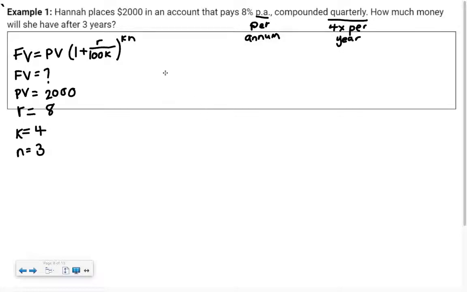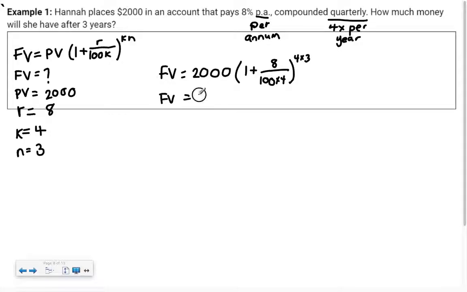So plugging all of those values in here, I have FV, future value, equals $2,000 times 1 plus R, which is 8, divided by 100 times 4, to the power of 4 times 3. Simplifying that just slightly, I have FV equals 2,000 times 1 plus 8 over 400 to the power of 12. I would never expect you to be able to do that in your head, so we're going to take out our calculator for this one and plug it in.